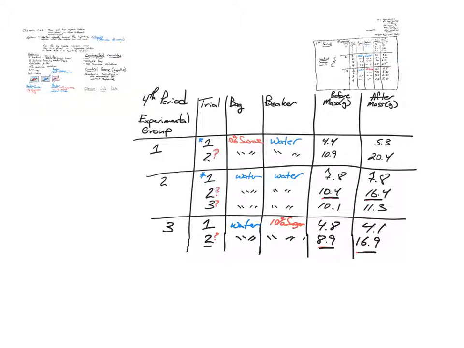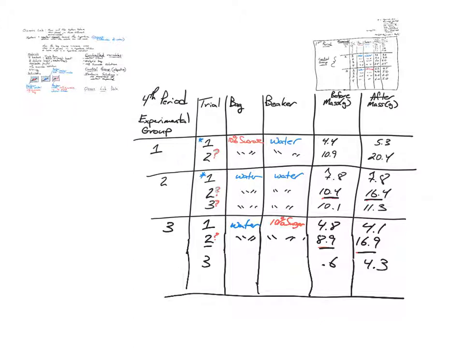For the last one, it went up too. I don't know why. All right, so 0.6 and then 4.3. That seems unreasonable, don't you think? Why would I say this one is really unreasonable?